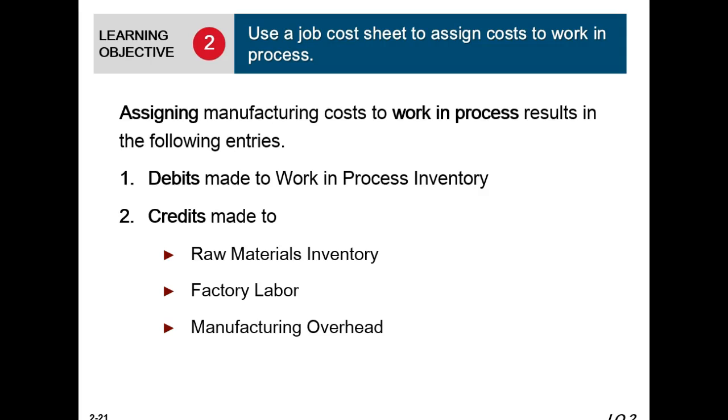Assigning manufacturing costs to work in process results in the following entries. We normally debit; to increase an asset, we debit it. So debits made to work in process inventory increase our work in process inventory. When we use some of our raw materials inventory, our factory labor or our manufacturing overhead, we're going to credit those inventory accounts to reduce them, so we put them into our work in process inventory account.